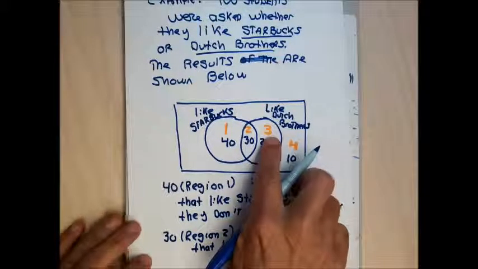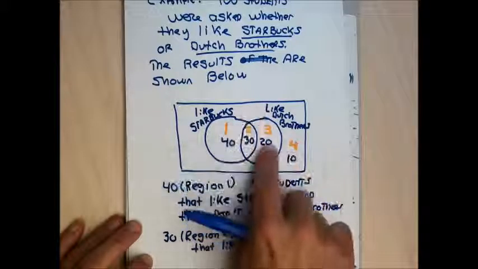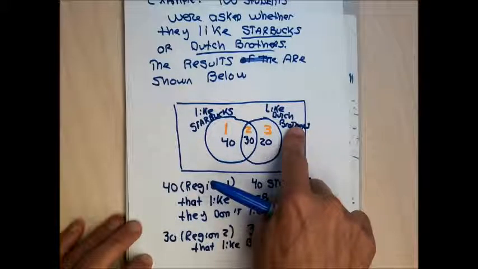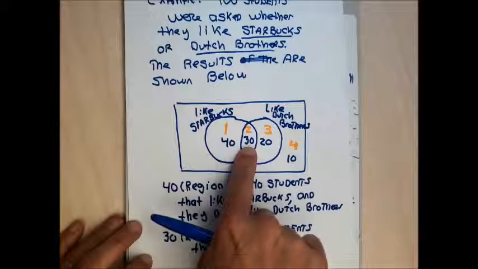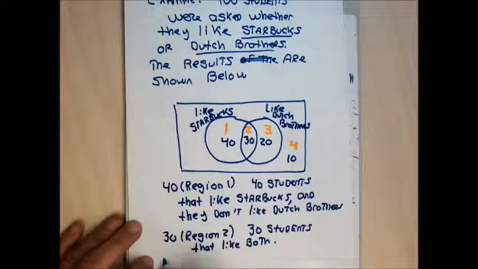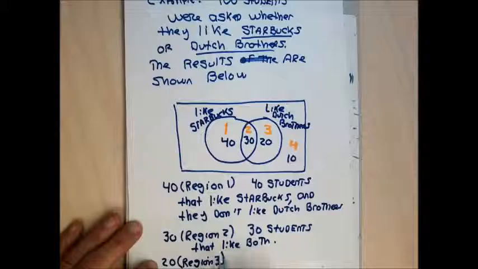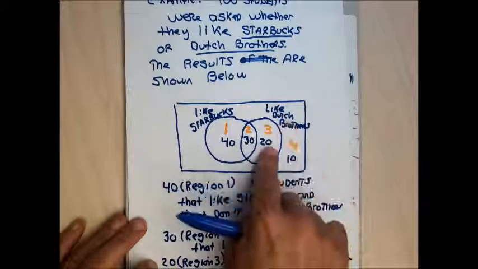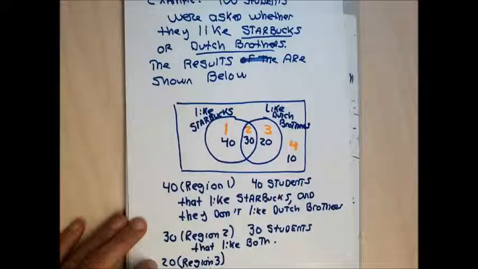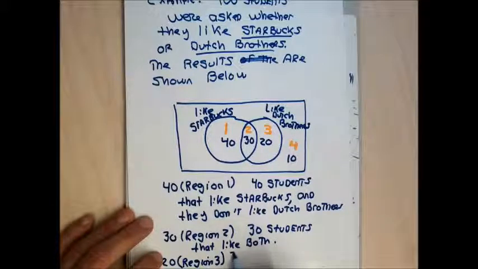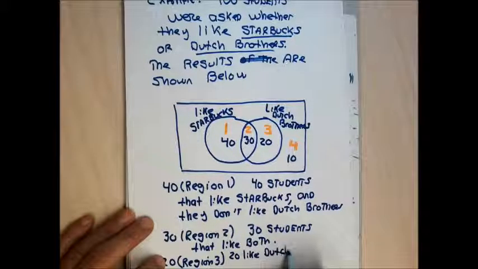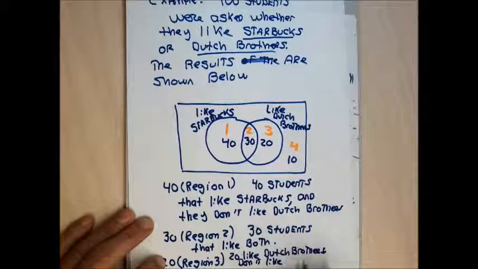For region 3, these 20, again, those 20 in region 3 are inside the Dutch Brothers circle, but they're not inside the Starbucks circle like those 30 were. These 20 in region 3 like Dutch Brothers because they're inside the Dutch Brothers circle. They're outside the Starbucks circle, so they don't like Starbucks. So these are the 20 that like Dutch Brothers, but they don't like Starbucks.